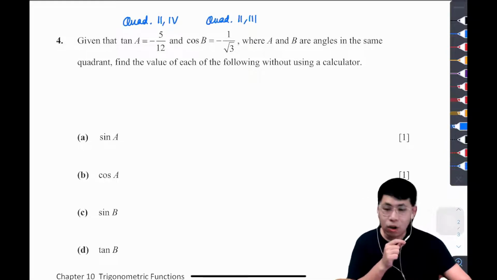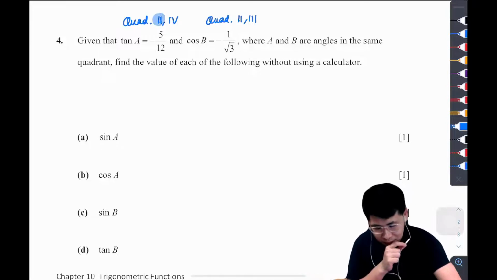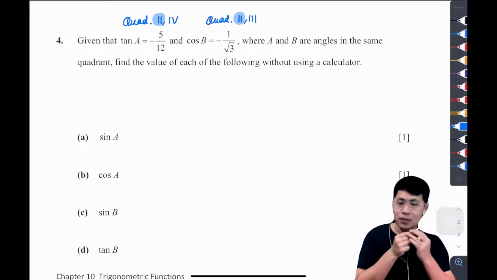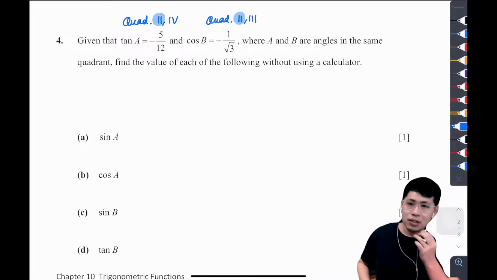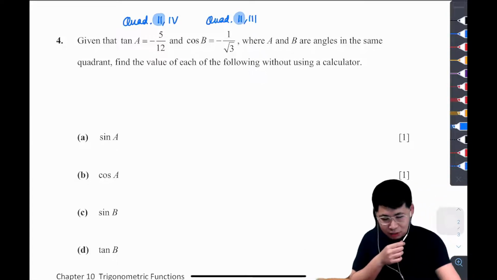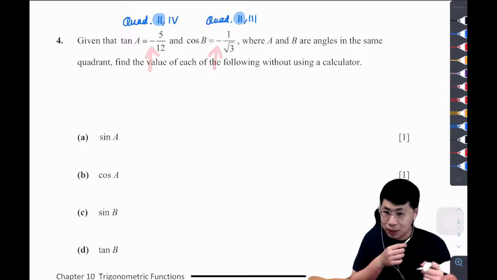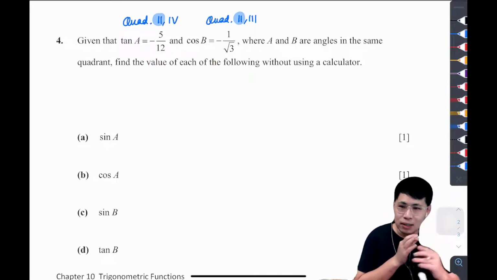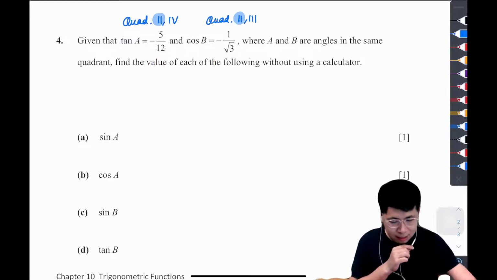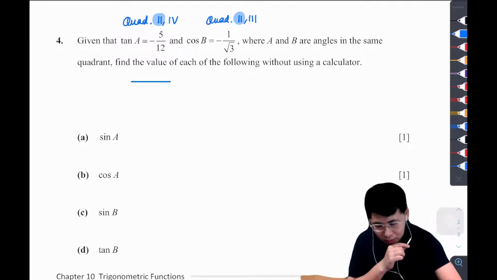So which is the common quadrant? So over here would be quadrant 2. Okay, so we just look at the sign of tangent A, we look at the sign of cosine B, then we try to identify which quadrant it is. Okay, because we have A and B, we have two separate angles to draw. So let's draw this out.